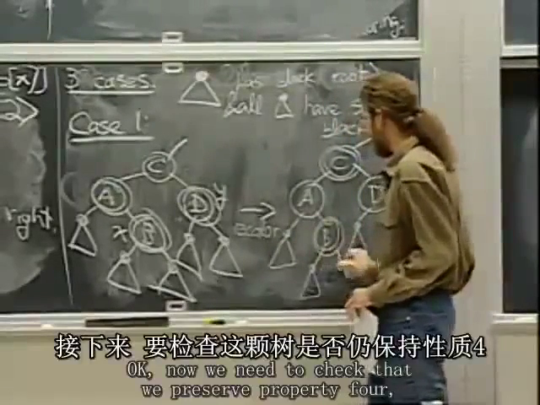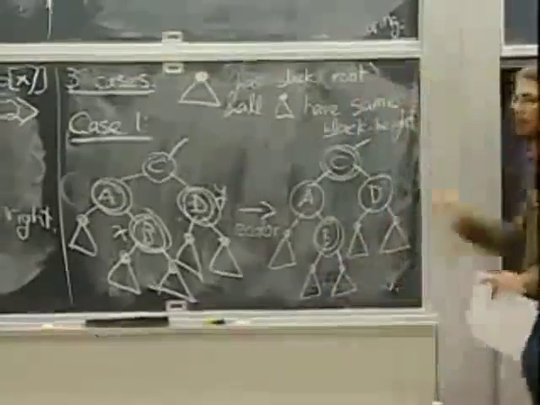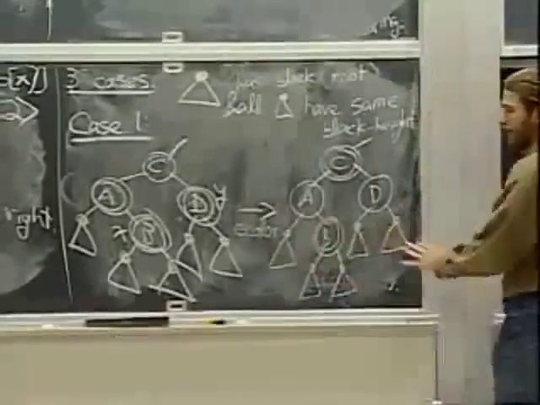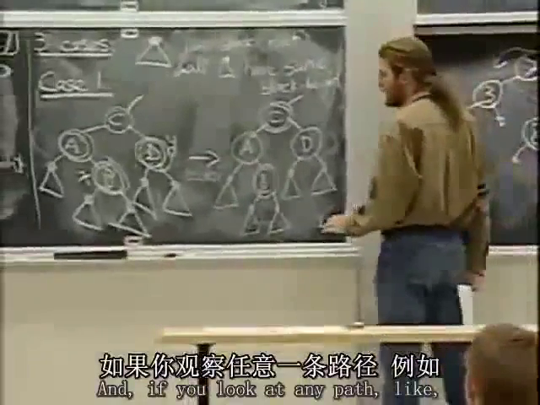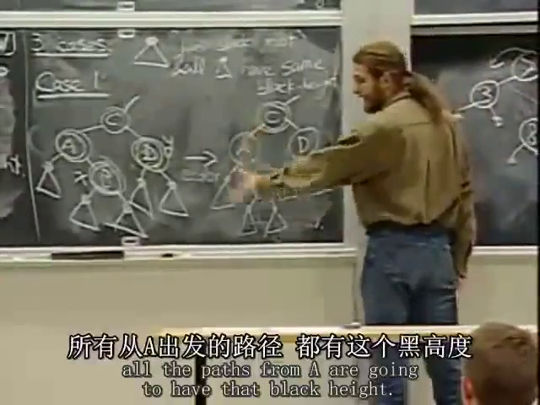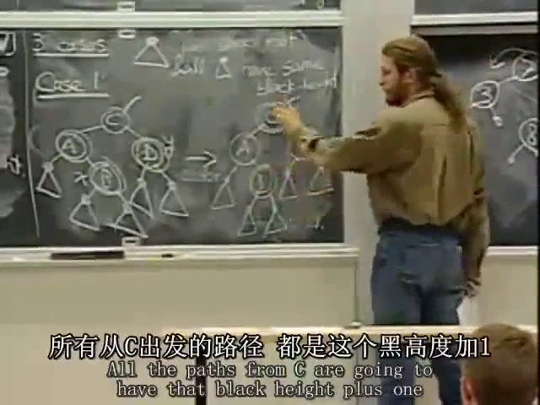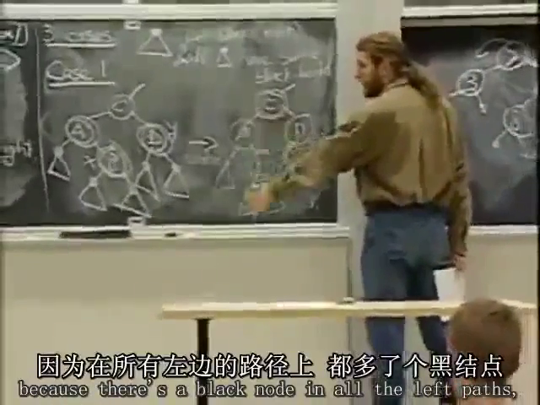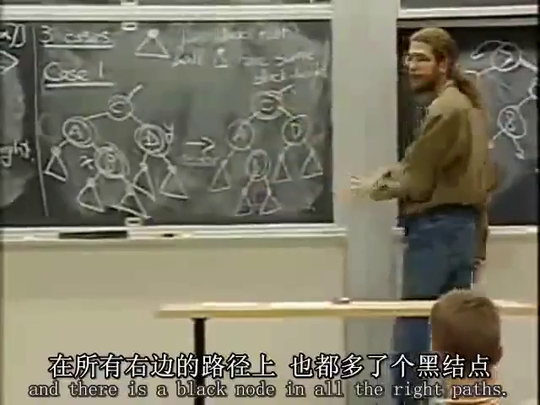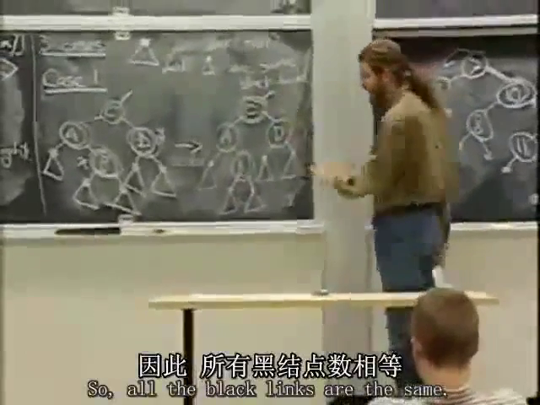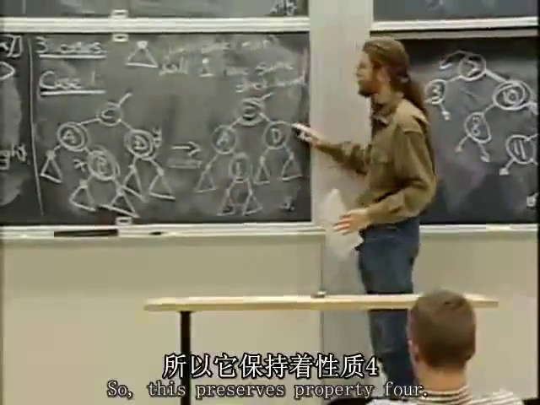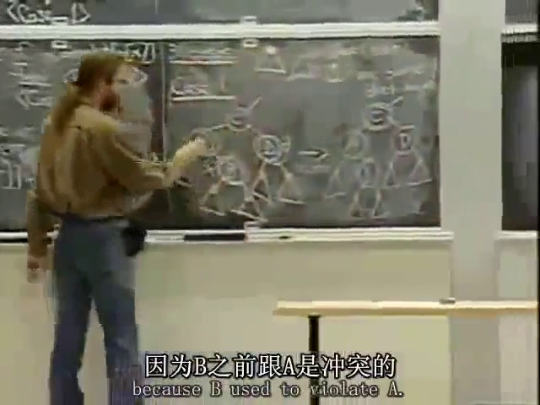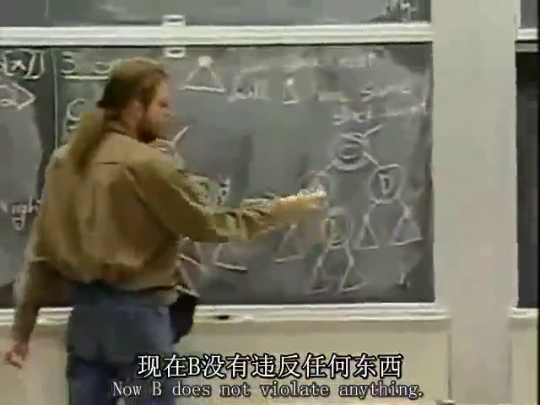Okay, now we need to check that we preserve property 4, that all of the paths have the same number of black nodes. That follows because we know we didn't touch these subtrees. They all have the same black height. And if you look at any path, like all the paths from A are going to have that black height. All the paths from C are going to have that black height plus 1, because there's a black node in all the left paths, and there's a black node in all the right paths. So all the black heights, all the black lengths are the same. So this preserves property 4. And it fixes property 3 locally, because B used to violate A. Now B does not violate anything.